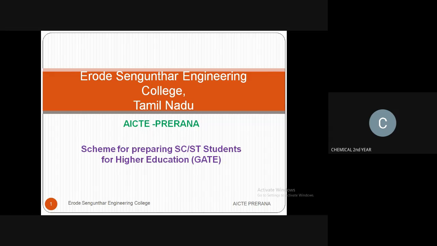Here we are going to see some problems related to mass transfer, heat transfer, and transport phenomena for the AICTE PRERANA, for preparing SC/ST students for higher education. For kind help, we are going to teach very important problems related to GATE. Let us go to the problems.